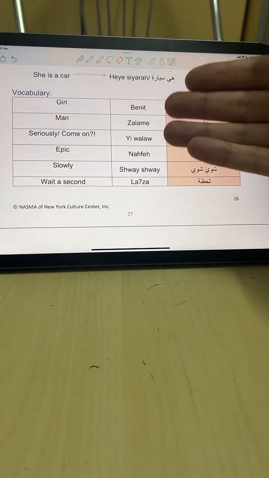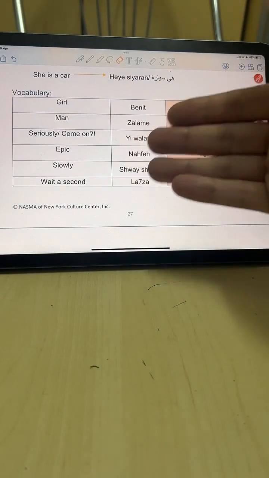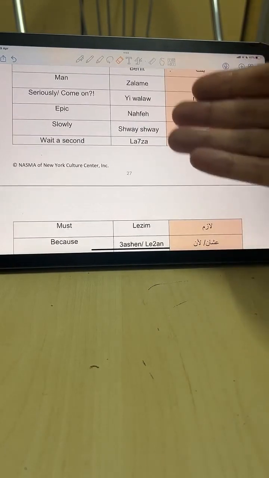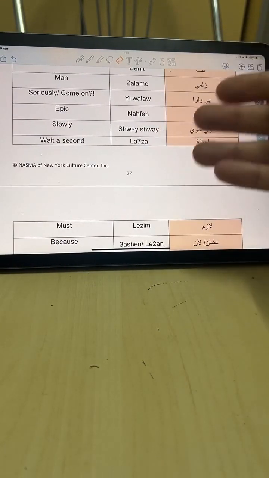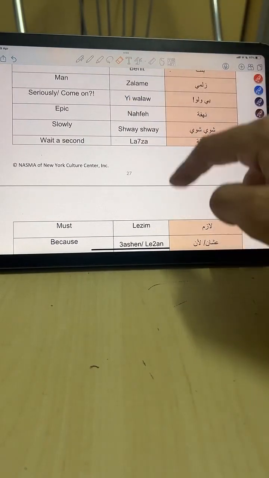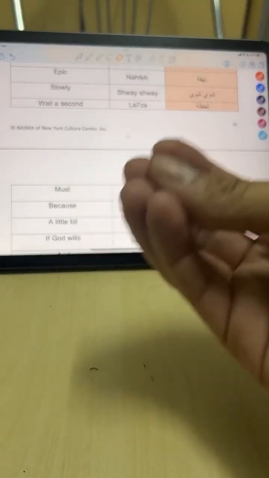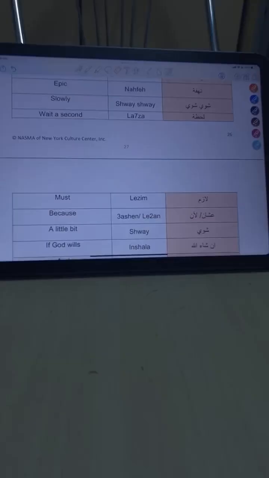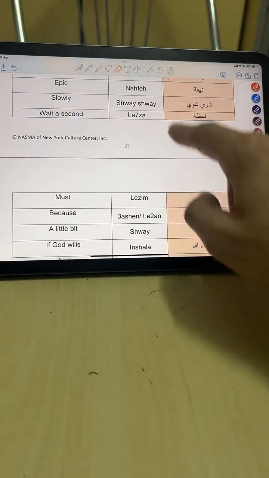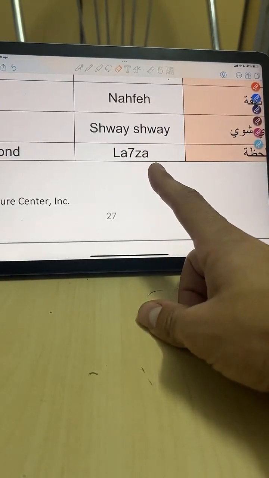Bennett, girl, zalame, man. Walao, seriously, come on. Nahfe, epic. Enta nahfe, you are epic. Yi malla nahfe, this guy is so epic. Shwai shwai, we do like this when we say it. Shwai shwai, like, have patience. And lahza, it means one moment. One moment. Lahza.